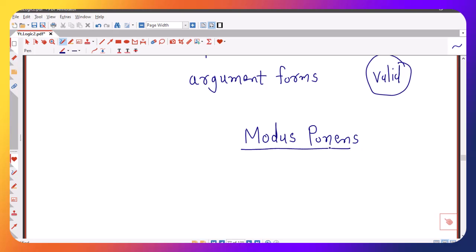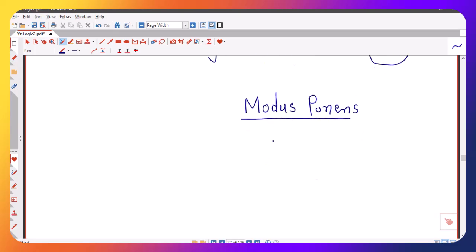So what is modus ponens? Modus ponens says that if we have two propositions P and Q, and if P and P implies Q are true, then this implies that Q is also true. This rule of inference is called modus ponens or law of detachment. An argument is valid if it can be written in this particular form. If our argument takes this form, then using modus ponens we can say that the given argument is valid.